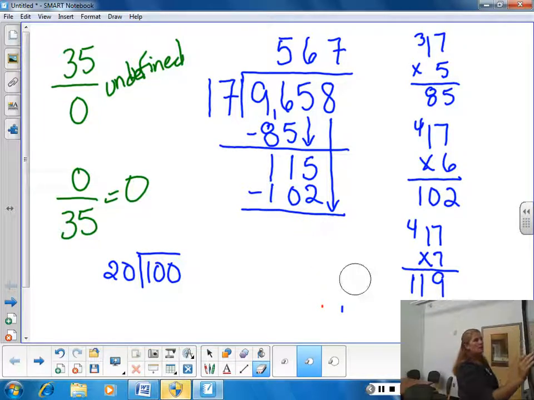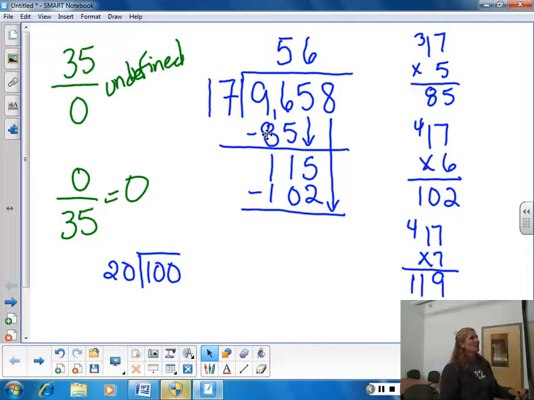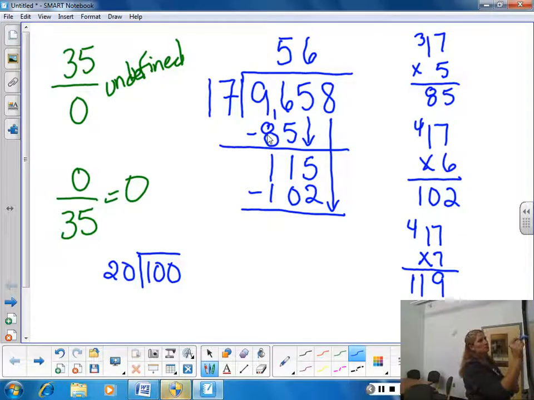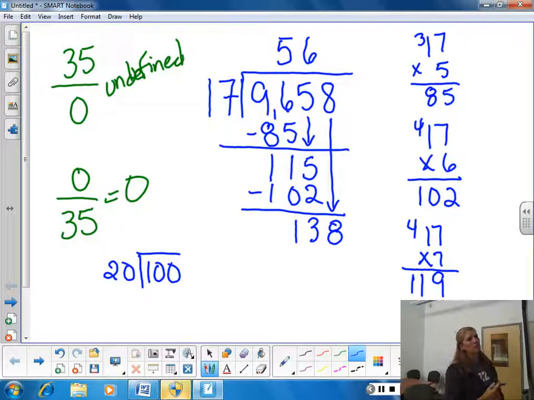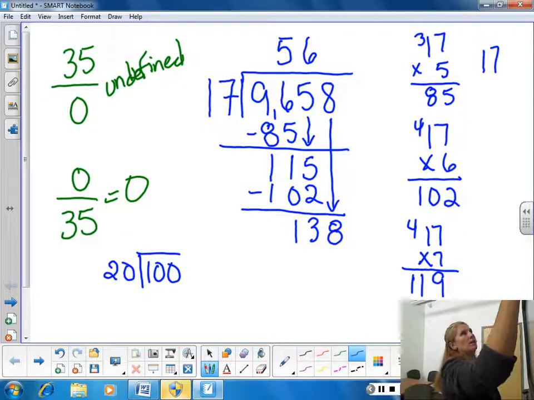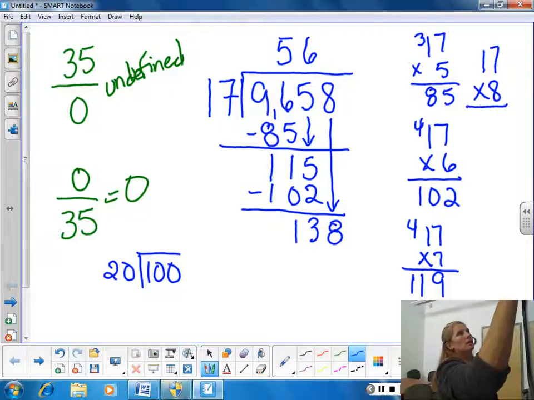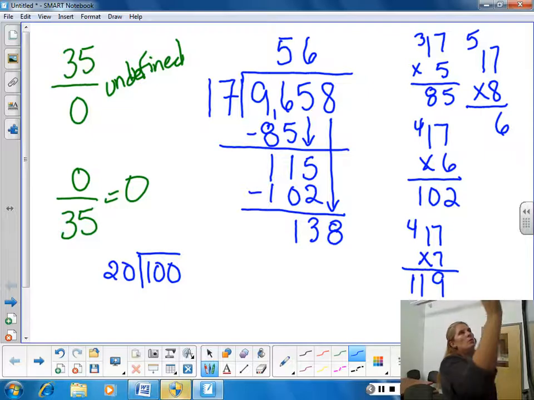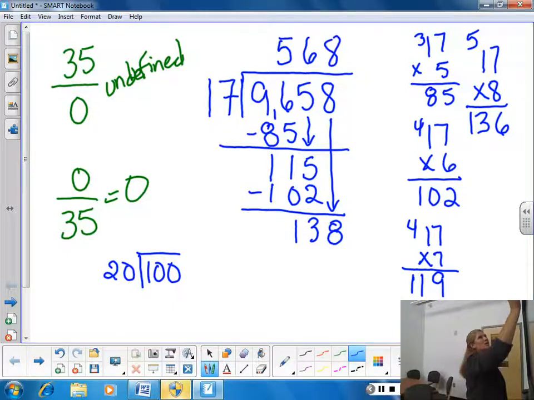This is what I want to say to you. It doesn't have to be that you get it right the first time. You just need to get it right the last time. So I have 138. That was not good. I'm going to try 17 times 8. 8 times 7 is 56. 1 times 8 is 8, plus 5 is 13. 136 looks like a nice thing because 8 times 17 is 136.